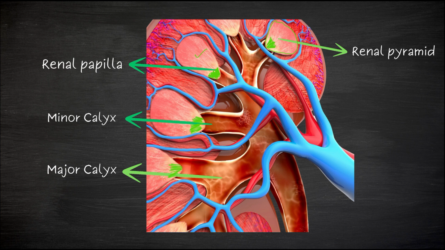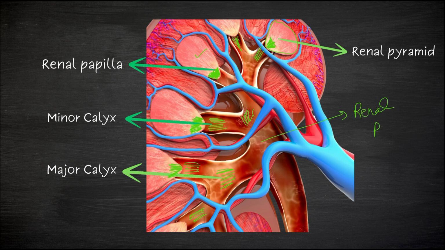Now they project into this space, and these spaces are called minor calyces. You can see the minor calyx. Now they open into the major calyx. These are the major calyces, and together they form the renal pelvis.